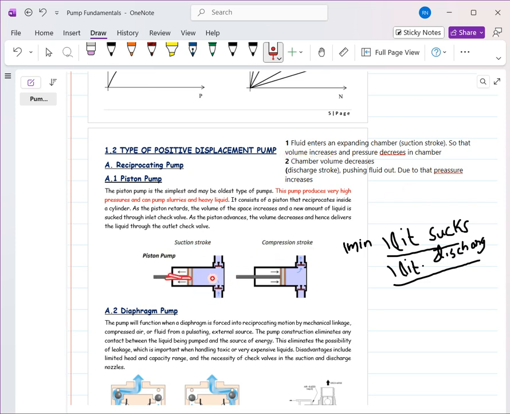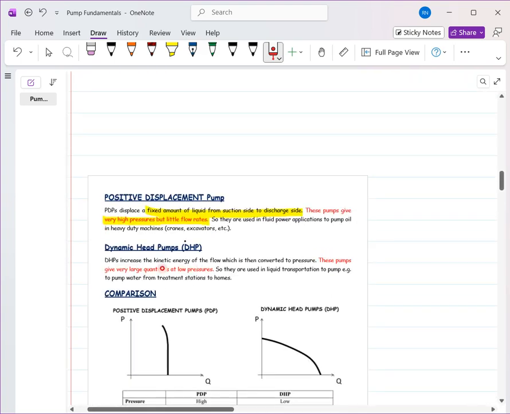Due to the expansion, the volume is increasing and the pressure decreases in the chamber, right? In the second, compression stroke, the chamber volume decreases as it compresses, pushing fluid outwards. Due to that, pressure increases. So as 1 liter is going and 1 liter is coming, this is called the constant flow rate.